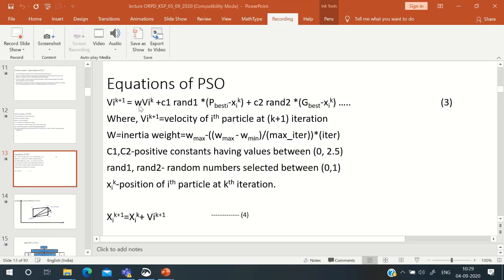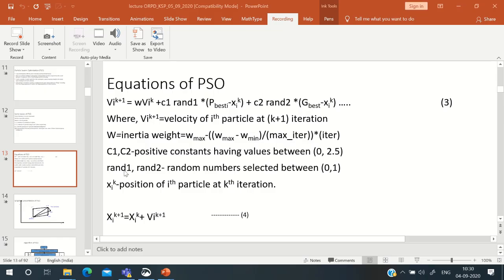So as we had discussed, W is the inertia weight, and using this equation, W max minus W minimum upon maximum number of iterations into the current iteration number, you can gradually decrease the omega from 0.9 to 0.3, right? Omega max is 0.9 and omega minimum is 0.3. Maximum number of iterations is problem specific. It may be 10,000, 1 lakh, 3 lakh.